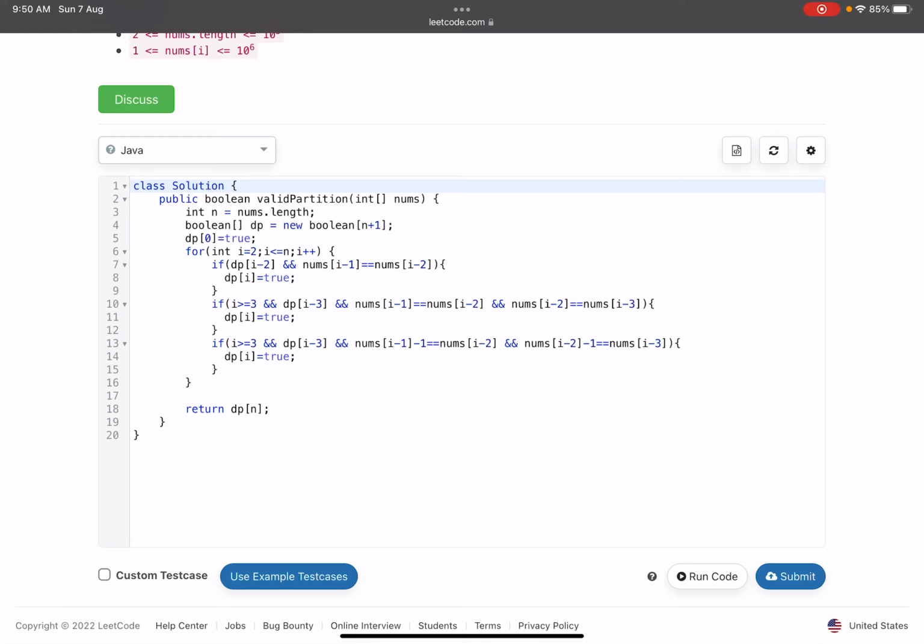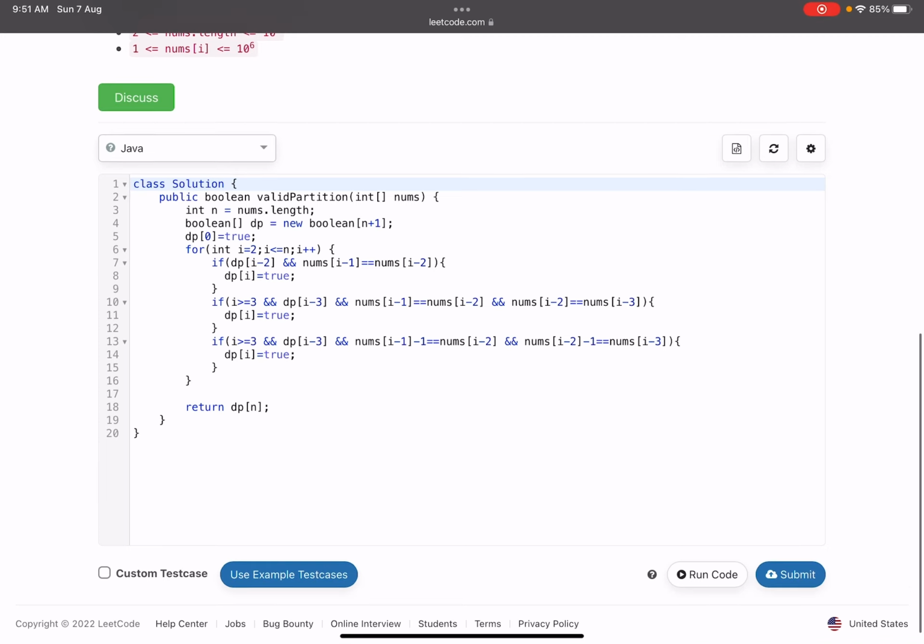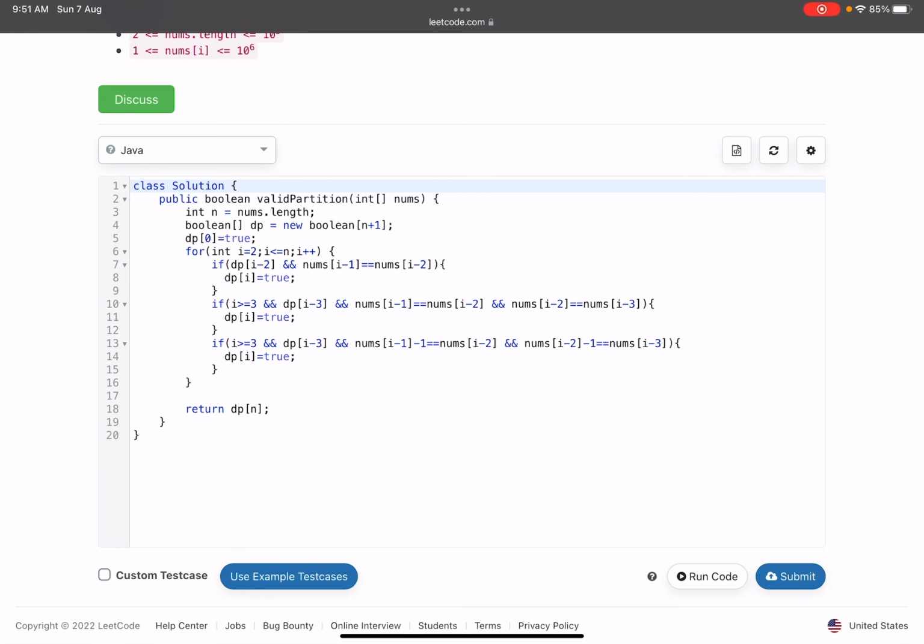Let's come to the second condition. The second condition is if nums of I equals nums of I minus 2 and nums of I minus 2 equals nums of I minus 3. Meaning if the last three elements are equal, and before that the subarray was forming a valid partition, then dp of I equals true.